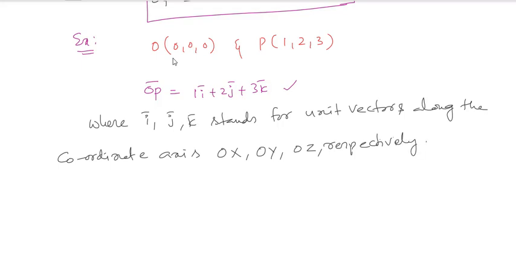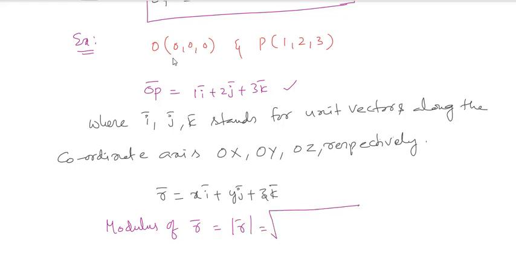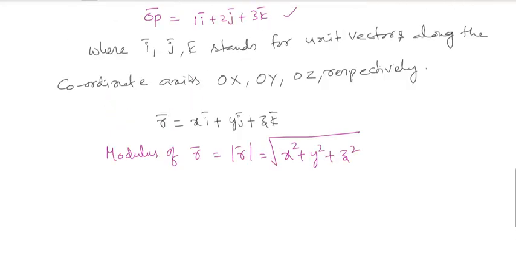So the modulus of r, see here, that r bar is xi bar plus yj bar plus zk bar. What is the modulus of r? Modulus of r bar is equivalent to, as you know, the square root of x square plus y square plus z square. So this is the modulus of that particular vector. Getting what I'm saying here?